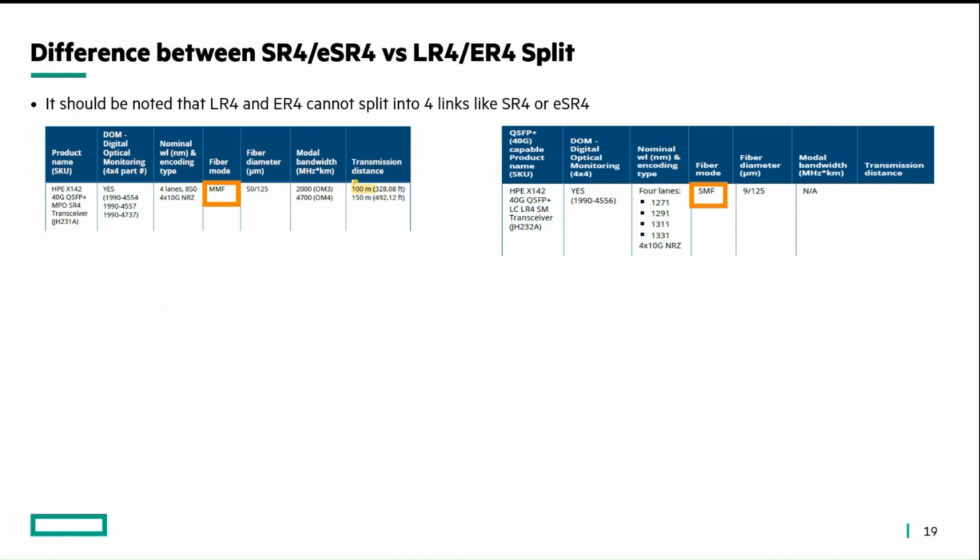If you look closely in the transceiver guide, I took the example of 40 gig SR4 versus 40 gig LR4. The fiber mode for SR4 is mentioned as multi-mode fiber, whereas for LR4, the fiber mode is mentioned as single mode fiber. Now, what does it really mean?